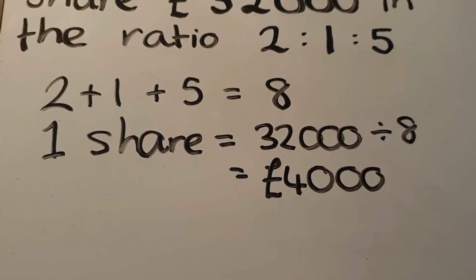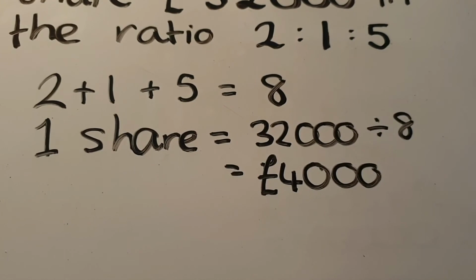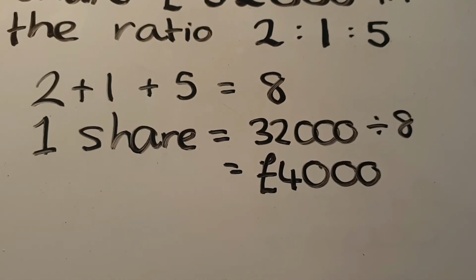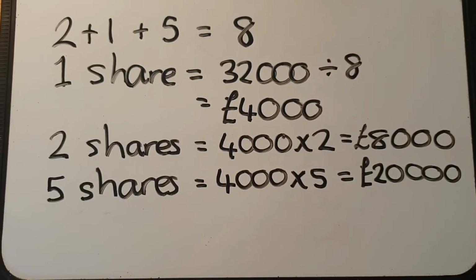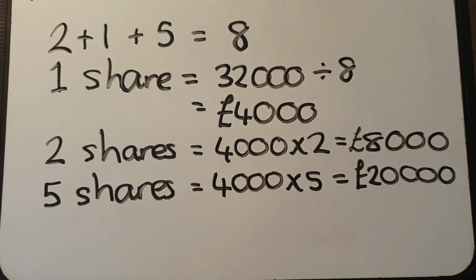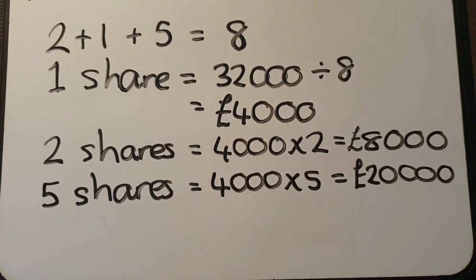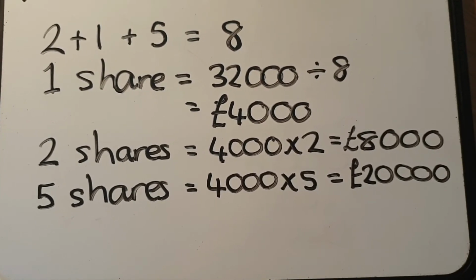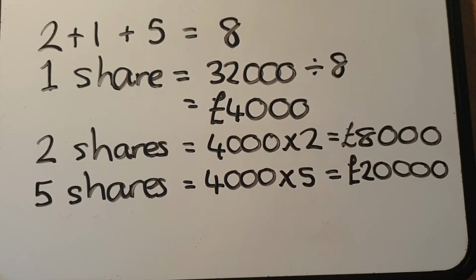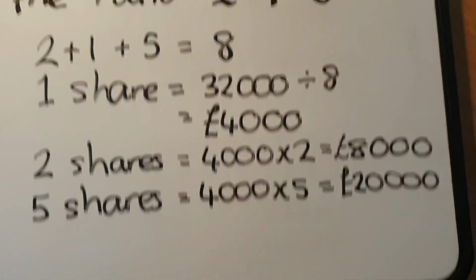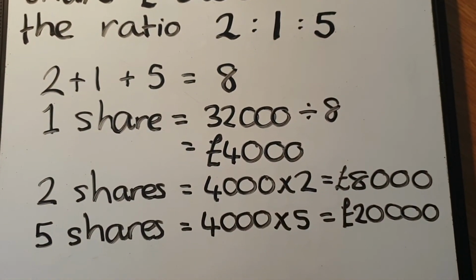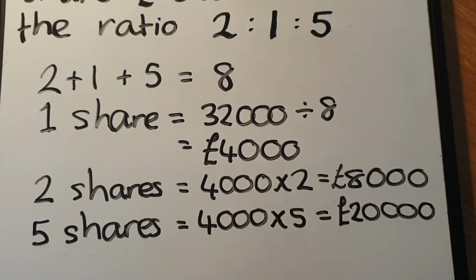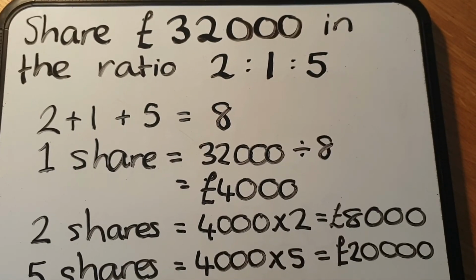Now we have to find out what 2 parts would get and what 5 parts would get. So let's multiply the 4,000 by the 2 and by the 5. So 2 shares would be 4,000 times 2, which is £8,000, and 5 shares would be 4,000 times 5, which is £20,000. Now the ratio was 2:1:5, so if we add the 2 shares, the 1 share and the 5 shares all together, we should end up with our total of £32,000.